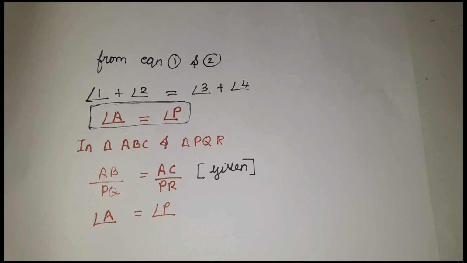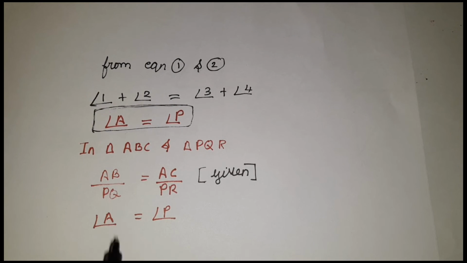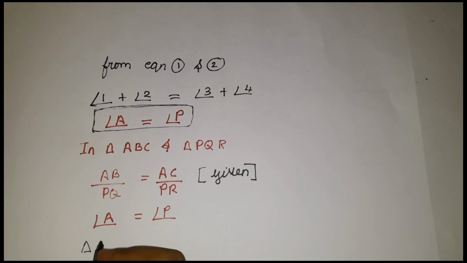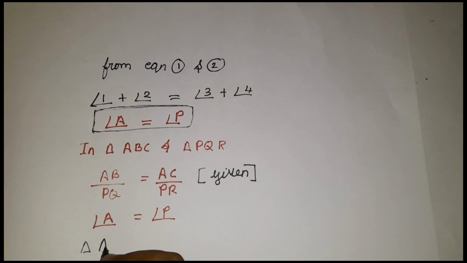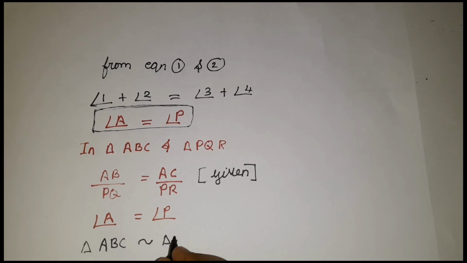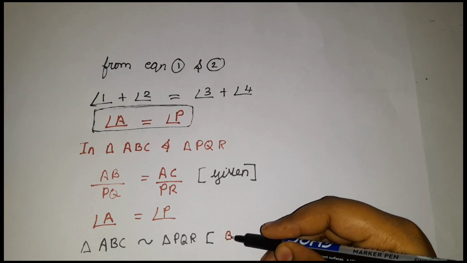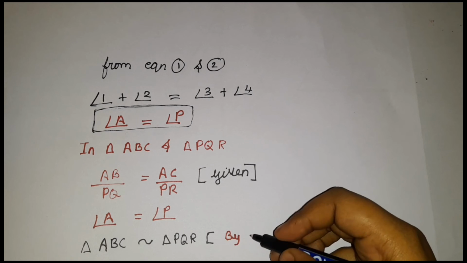So now I have two sides and one angle, then I can say, I'll write it here, triangle ABC is similar to triangle PQR. By which criterion? By SAS. This was the criterion which disturbed this. Am I right?